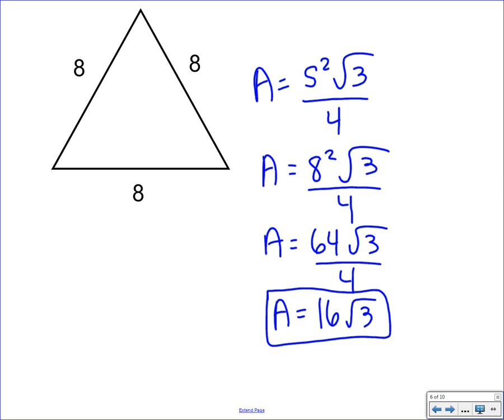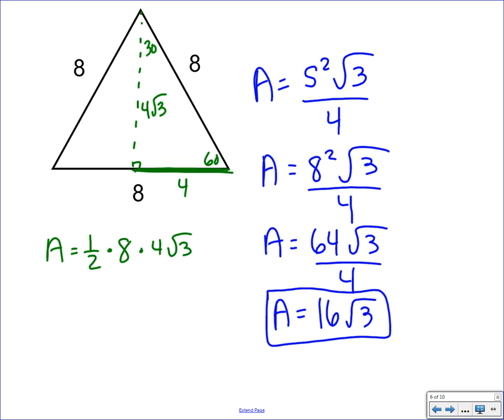Again, if you don't want to memorize the formula, it's just going to be a quick deriving of the formula. Okay? When you drop your altitude, you split this into a 30, 60, 90 triangle. This side is 4. This side is 4√3. So area is 1/2 the base, which is 8, times the height, which is 4√3.